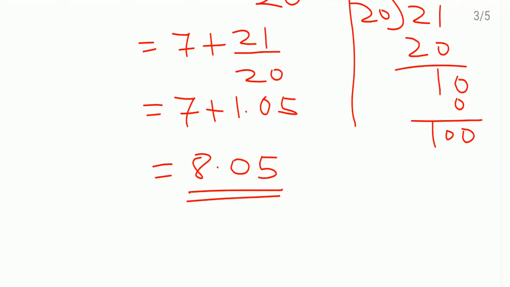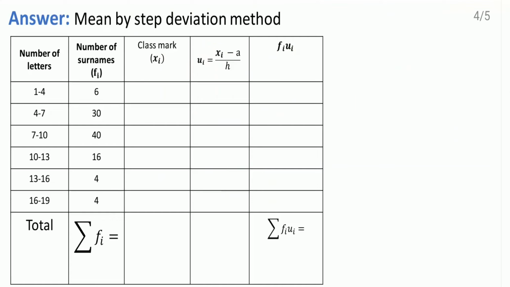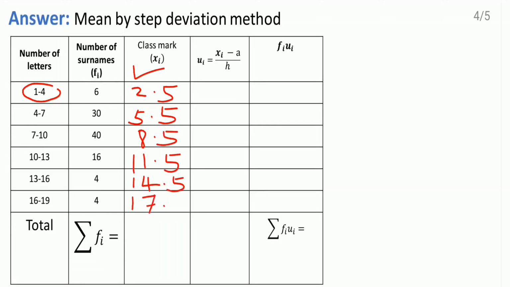Let us find out the mean of the data. For the mean, I will use the step deviation method. For that, we need to find out the class mark first, right? So class mark means upper limit plus lower limit divided by 2. See here, this is the class interval. 4 is the upper limit, 1 is the lower limit. So 4 plus 1 is 5 divided by 2, it will come as 2.5. Same thing for the second class interval. 7 plus 4, 11 by 2, it is 5.5. Then 8.5, then 11.5, then 14.5, and then 17.5.